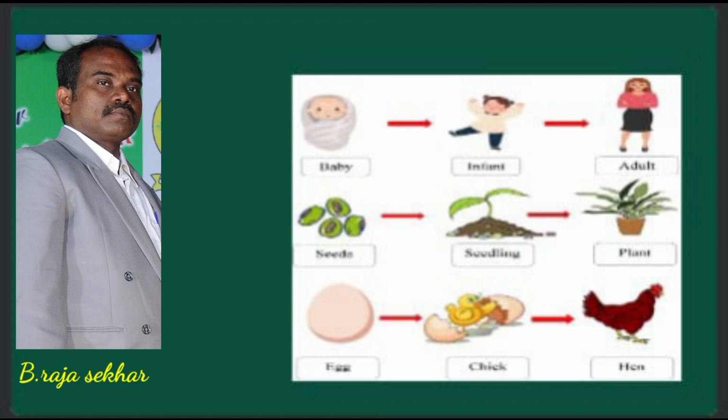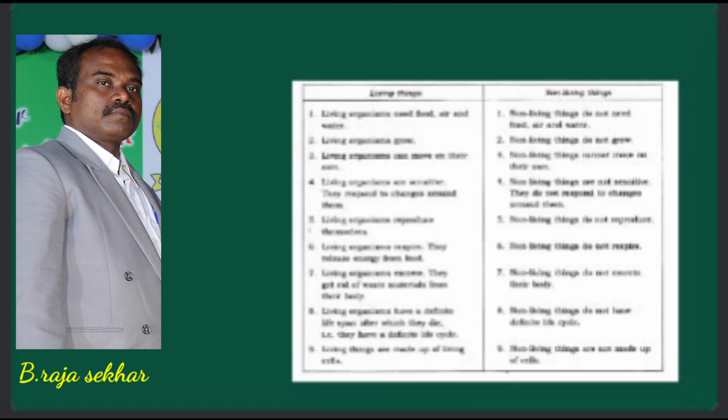Next, eggs: eggs to chick, chick to hen. Eggs develop into chicks, chicks to hens. This is growth and development, the characteristic feature in animals.